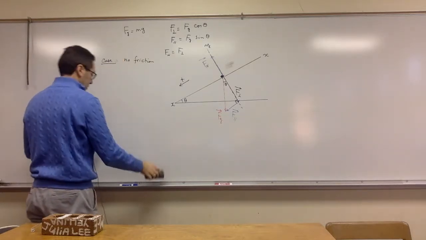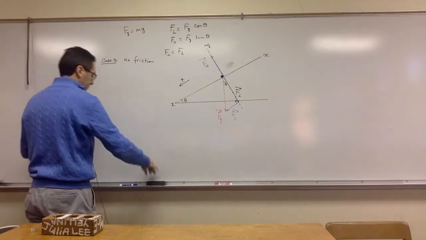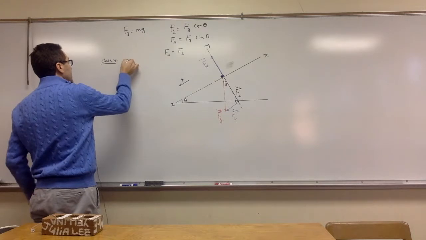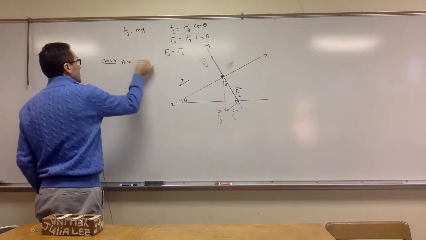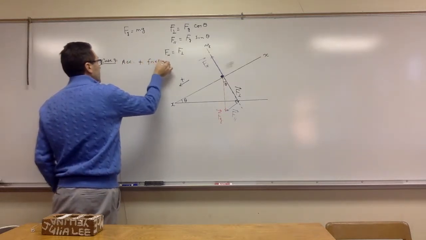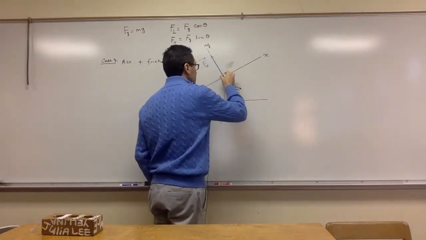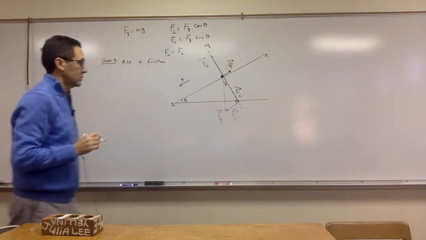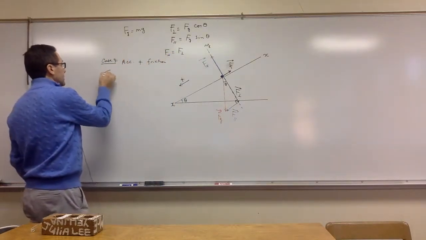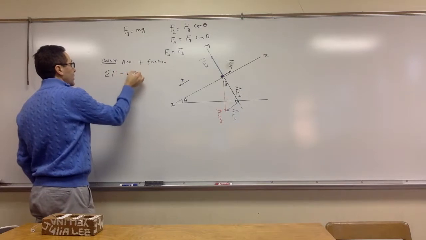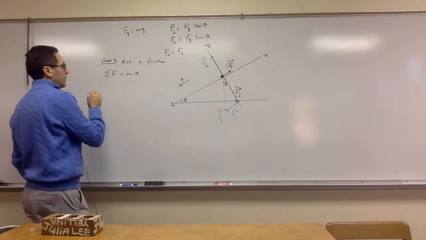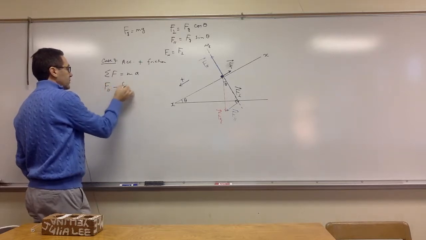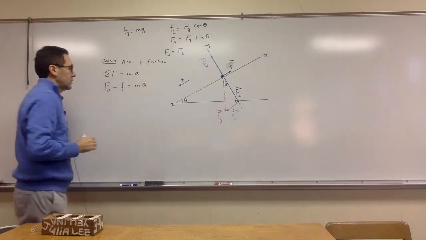Case 3, I'm going to do friction. Let's say it accelerates down, acceleration plus friction. In other words, this parallel component is greater than the friction. So now we're dealing with the kinetic friction. So F parallel is bigger. Again, sum of the forces equals ma. I'm writing Newton's second law. So it's got to be F parallel minus the force of friction equals ma. I hope you can see that.